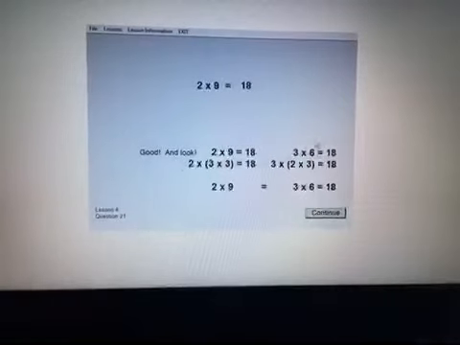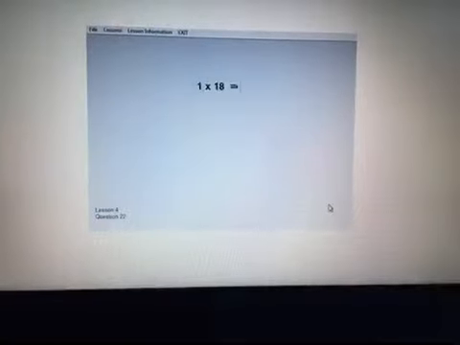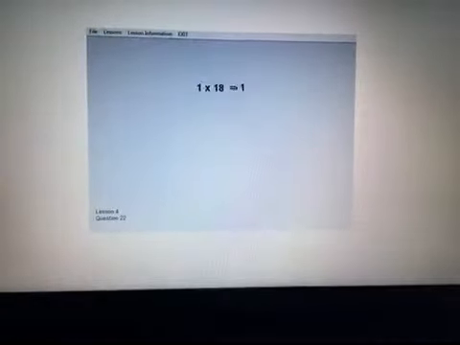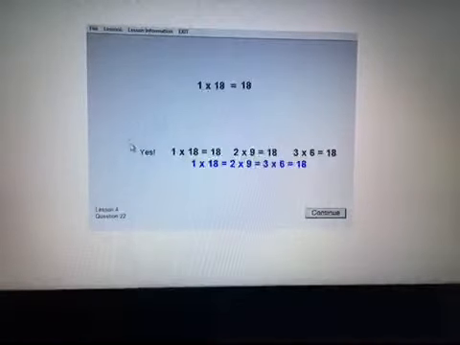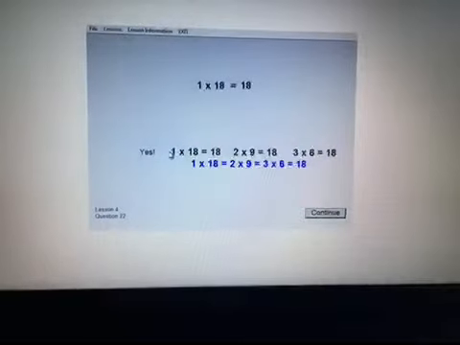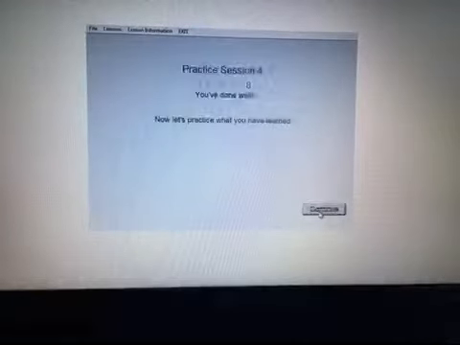Showing many kinds of relationships. 2 times 9 equals 3 times 6. Now we're back to reinforcing the 1 and reinforcing what we just learned. 3 times 6, 2 times 9, and 1 times 18. Wonderful relationships.